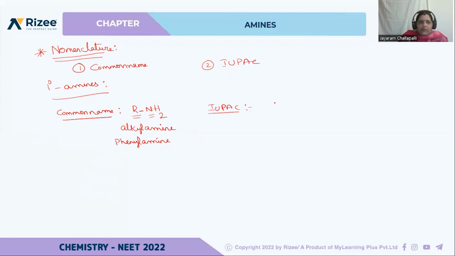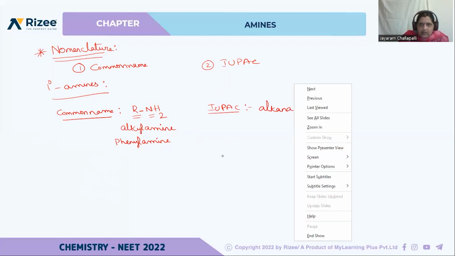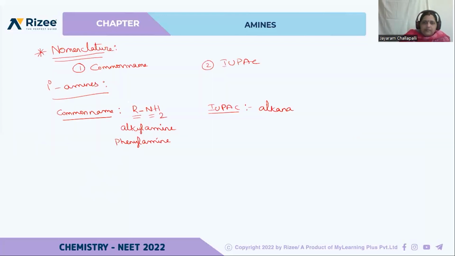For writing IUPAC names for primary amines, we will write it as alkanamine. This is in case of primary amines. So if we take this one, CH3NH2, the common name, we'll write it as alkyl amine. One carbon is there. So obviously this name is methyl amine.